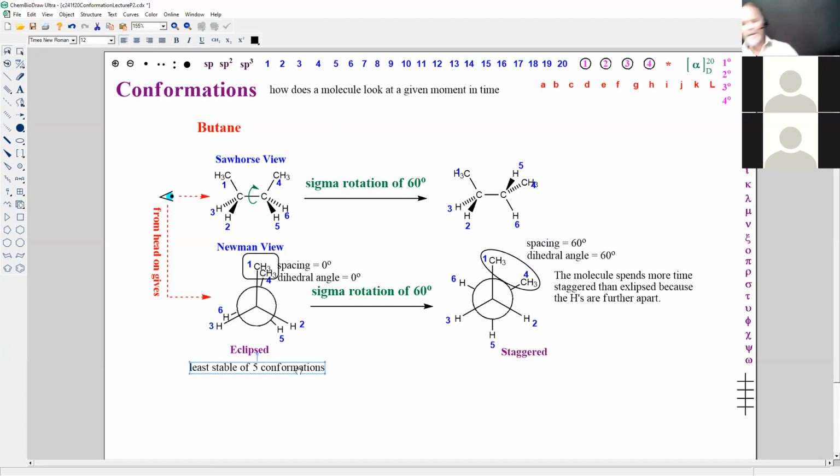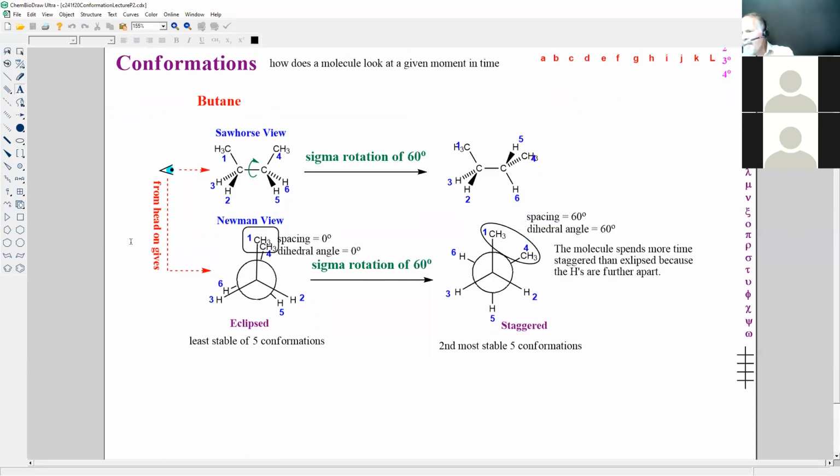And this will be the second most stable. It's a staggered conformation, but it will be the second most stable of the 5 conformations. Staggered is always more stable than eclipsed, okay? So let's carry on. We could do another staggered conformation, sigma rotation of negative 60 degrees. And we'll sneak that over here.